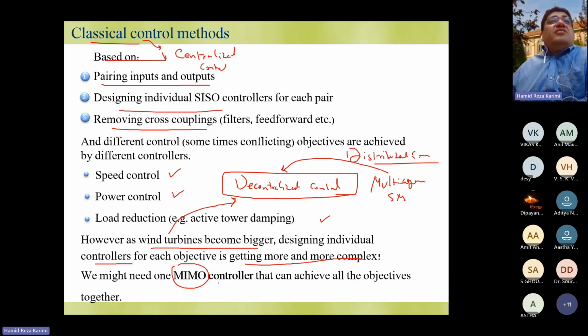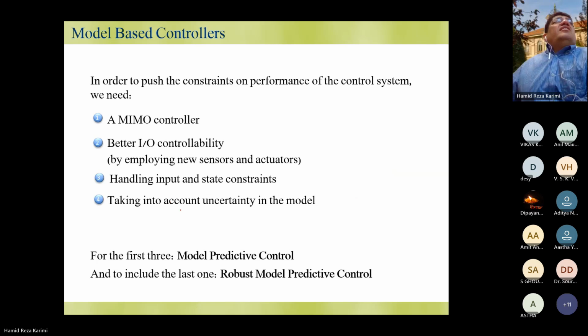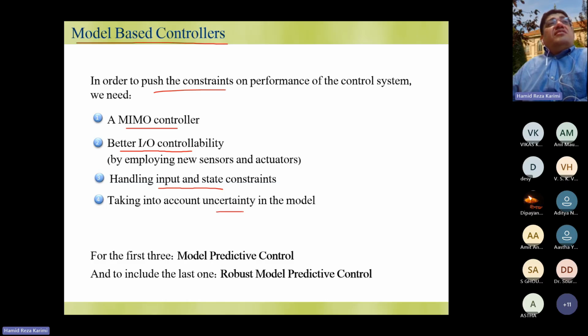And these are basically some objectives. If you are doing model-based control, you can push the constraint on the performance of the control system based on the MIMO control. You can get better input-output controllability, handle input and state constraints, and also take into account uncertainty in the modeling. So now I will talk about MPC and also something about robust MPC.